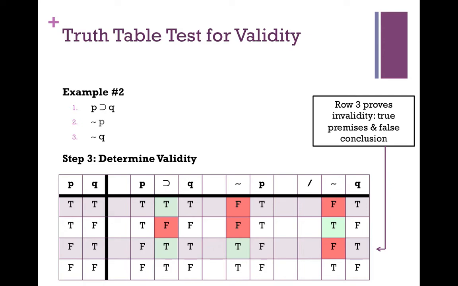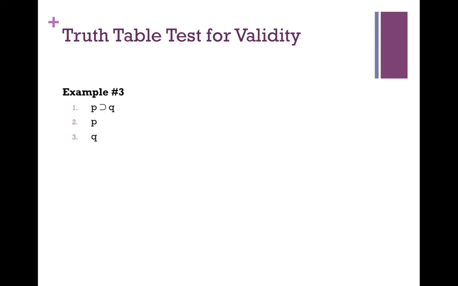But here we have the instance where we've proven this argument is invalid. And we've done that because this premise is true, this one is true, and yet the conclusion is false. Again, we don't need to look at the final row, row 4. As it turns out, this doesn't help us here, but we've proven this argument is invalid. True premises and a false conclusion. Well, let's move on and do another example.